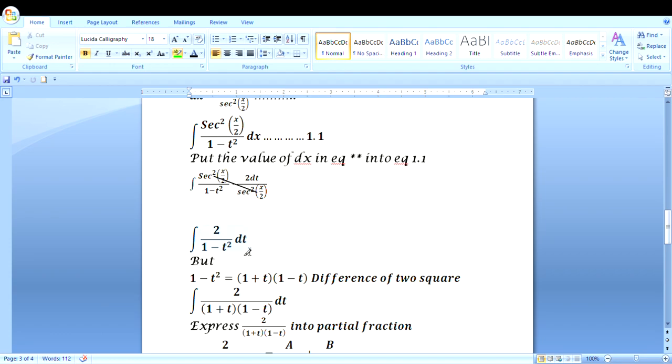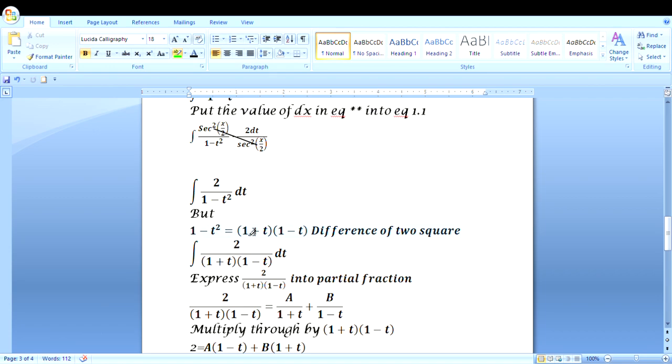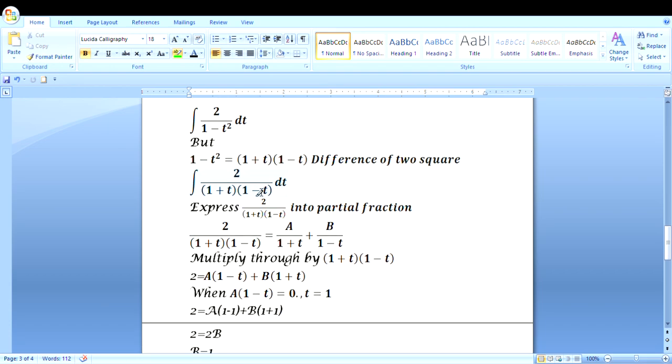So here, observing the denominator carefully, you see this is a difference of 2 squares. So this expression can be expressed as 2 over 1 plus t into 1 minus t. For us to move on, we need to express the fraction in partial fractions. So we use integration by partial fractions here. The expression becomes 2 over 1 plus t into 1 minus t is equal to a divided by 1 plus t plus b divided by 1 minus t.